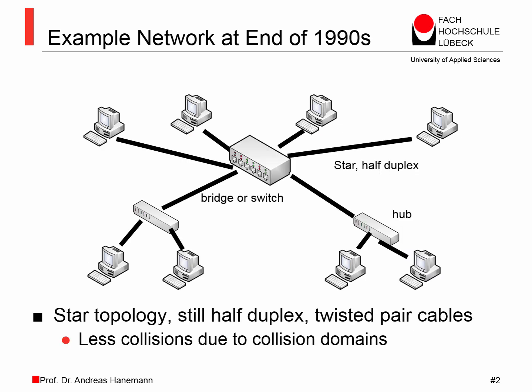The next slide shows how the situation at the end of the 1990s may have been. The network is now a star topology when looking at the network nodes individually, or you can also say tree topology. There are 2 hubs and a switch. The cables have been exchanged, so that now twisted pair cables are used, but the operation mode is still half-duplex.